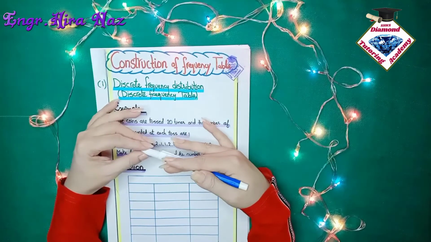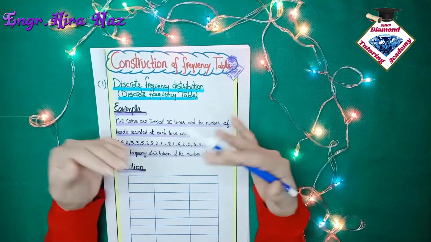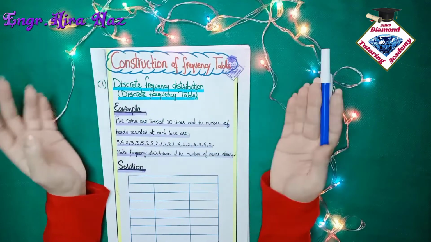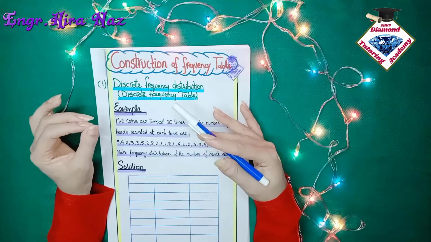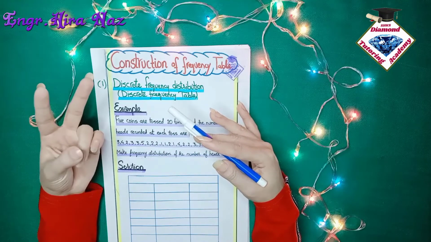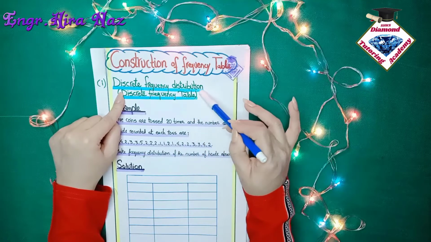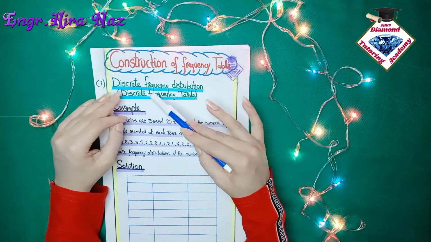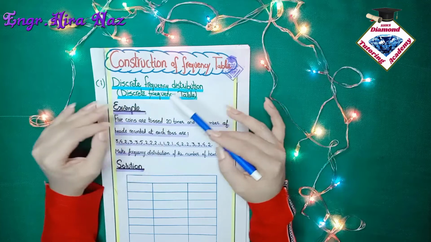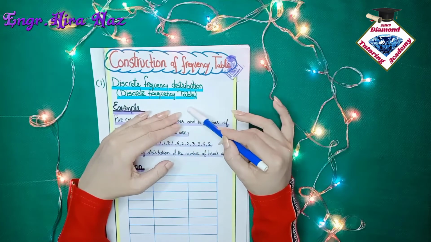Frequency distribution is different for discrete and continuous frequencies. So on these bases, we have divided frequency distribution in 2 cases. Case 1 is discrete frequency distribution, and the table formed by discrete frequency distribution is termed as discrete frequency table.